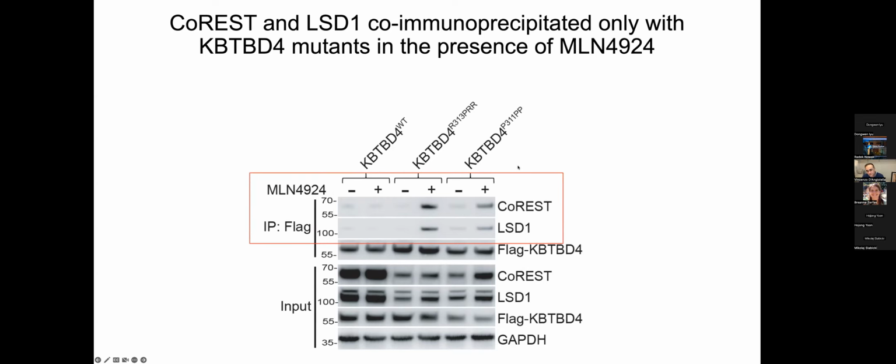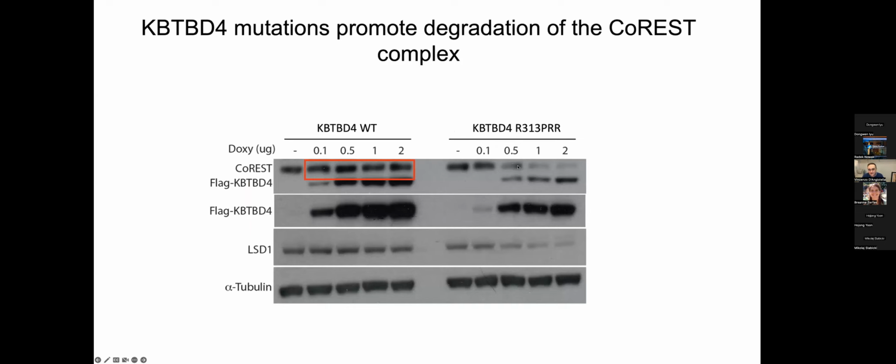So to confirm this finding, we generated a cell line in which we can control the expression of KBTBD4 using a doxycycline inducible promoter. And in this case, we used increasing concentrations of doxycycline, with which we can control the expression of KBTBD4 wild type.